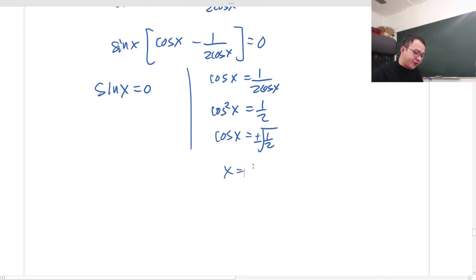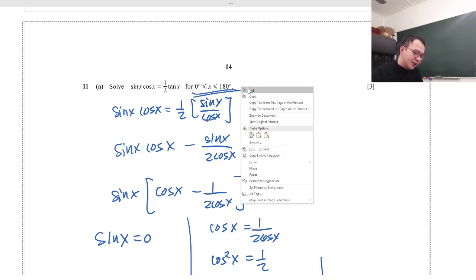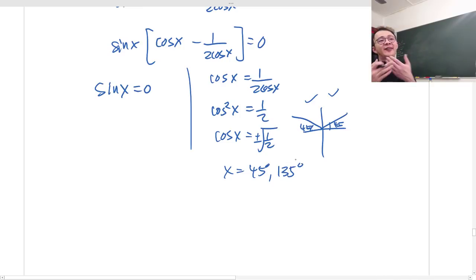Positive negative means 4 quadrant. But the question, the range only 0 to 180. That means I only need to do the first and second. This one should be 45. If you type in the calculator, the second quadrant, this is 45, right? The second 45 is here. So the second is 135. Or you can do the 180 minus 45.